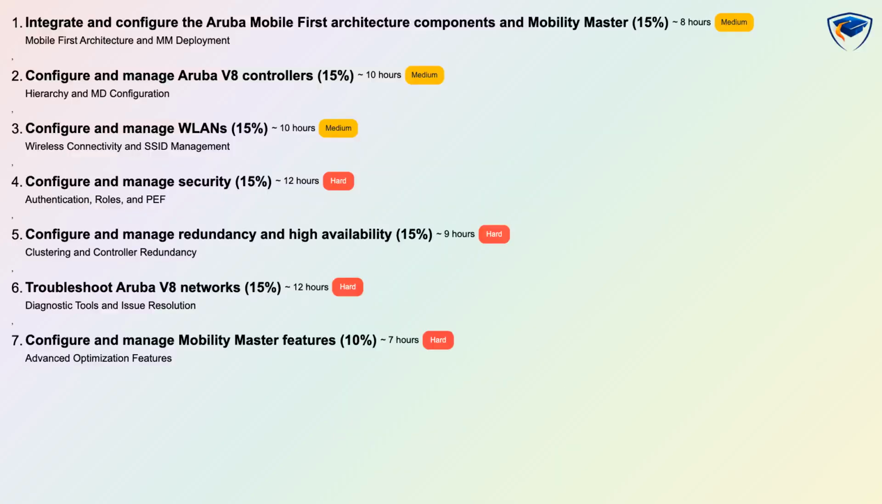The exam covers 7 domains with defined weights and expectations to guide your study plan. 6 domains are weighted at 15% each, and the Mobility Master Features domain is weighted at 10%, for a total of 100%, with a mix of conceptual and scenario-based assessment types.